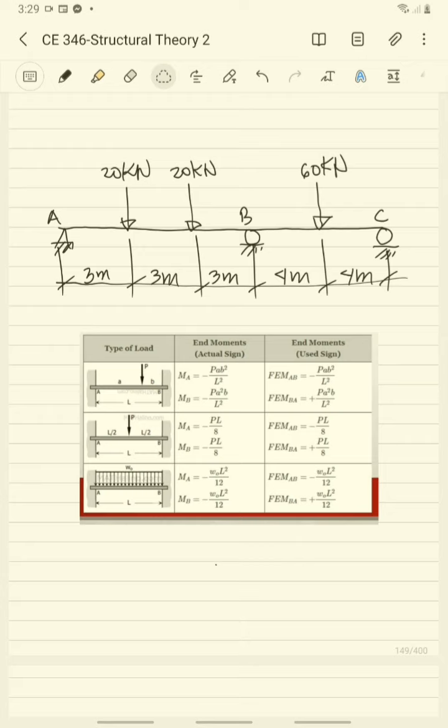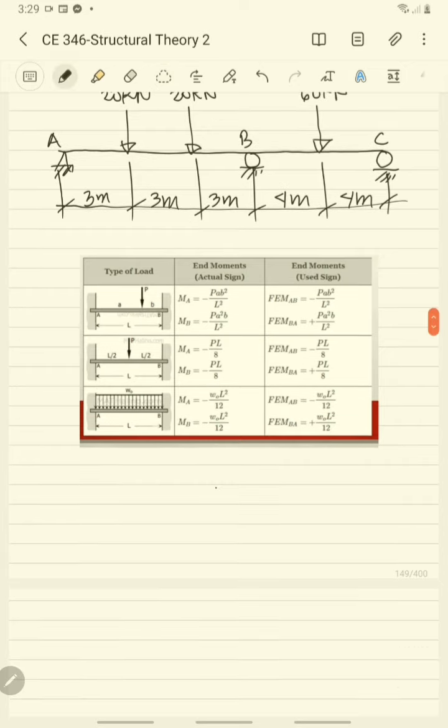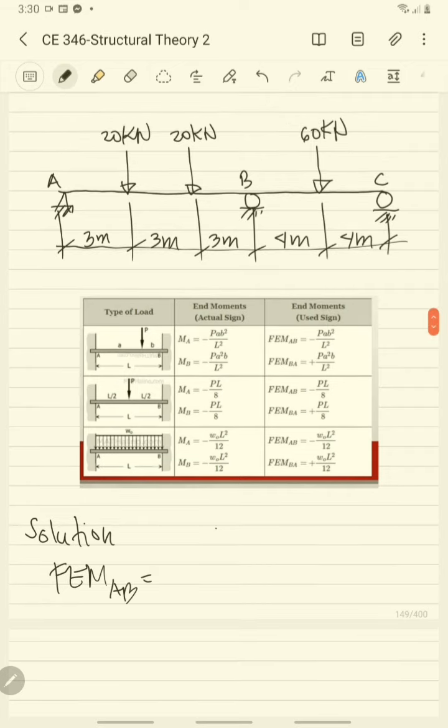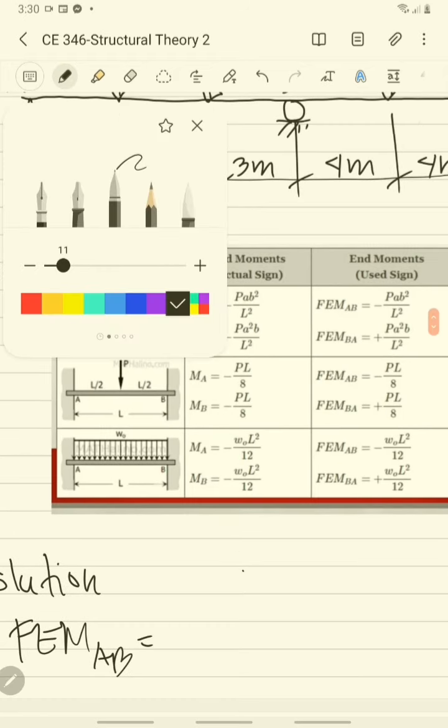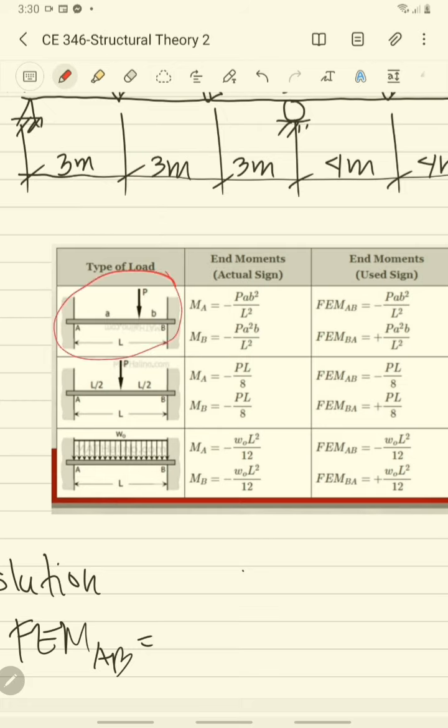But before computing the fixed end moment of each support, we have to divide the beam into segments. So we have here segment AB and segment BC. For segment AB, we will use this formula, and this is the formula for our fixed end moment.